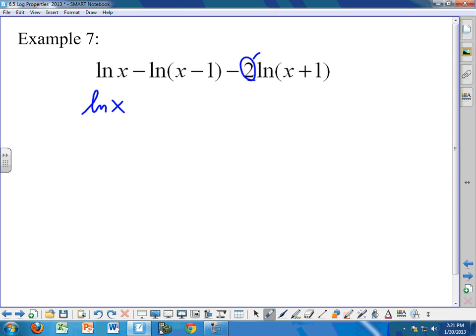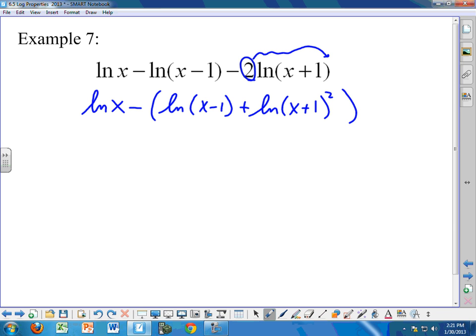I'm going to take this 2 and bring it up here as a power. But the second thing I'm going to do is I'm going to factor the negative out of both of these terms to give me natural log of x minus 1 plus the natural log of x plus 1. And don't forget, I brought that 2 up as a power.